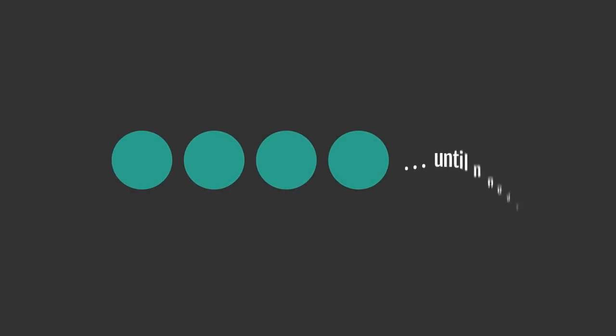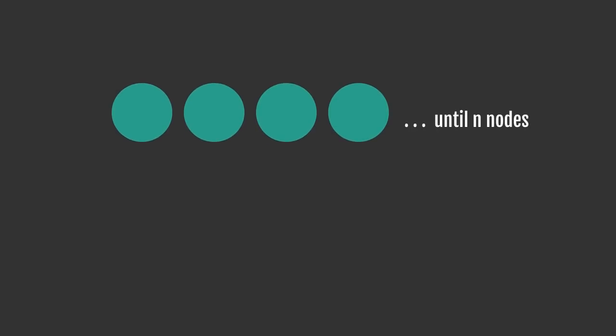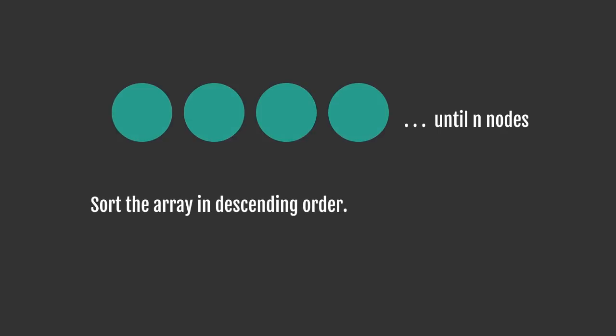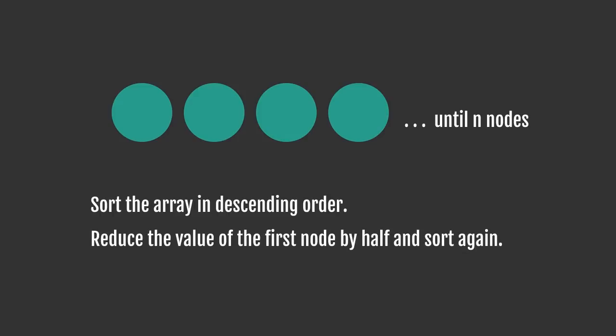One way to approach the problem is to make a sorted array of descending order, for all the amounts of chocolates present in the n bags. And then, every time the kid eats the chocolates, just reduce the value of the first node of the array by half of its value. So here, each node contains the count of chocolates in the corresponding bag. Once the array is created, sort the array in descending order. Reduce the value of the first node by half and sort again. For t seconds, do the process t times.